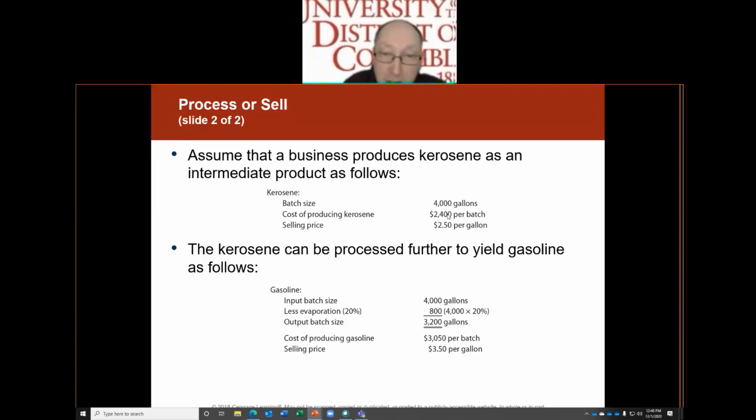Cost producing the kerosene is $2,400 per batch. The selling price is $2.50 a gallon. We can further process it to make gasoline. 4,000 gallons minus evaporation of 800 gallons is 3,200 gallons. The cost of producing each batch is $3,500. Selling price is $3.50 a gallon.